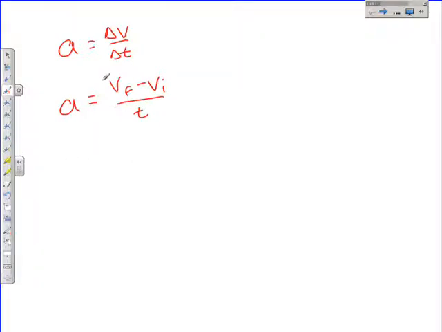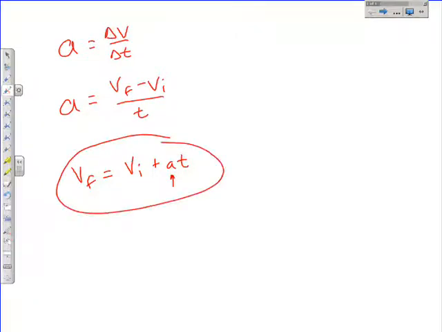We rearrange this equation, solve for Vf, and we end up with Vf is equal to Vi plus a times t. The final velocity of this object is equal to its initial velocity plus the acceleration times the time over which that acceleration occurred. And hopefully this makes sense, right? Acceleration tells us the change in the velocity. If we know how long that change in velocity occurs, and where it actually started, we should end up with the final velocity. So this is our first kinematic equation.